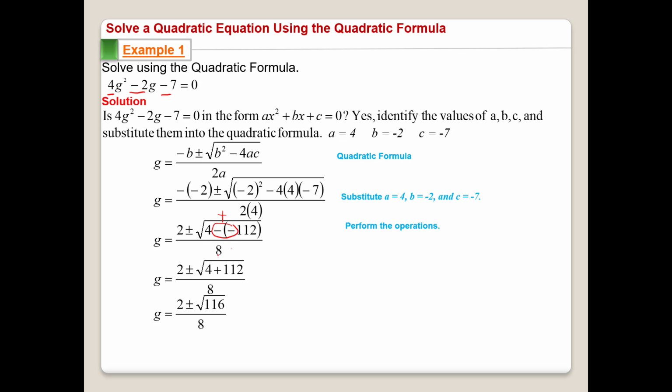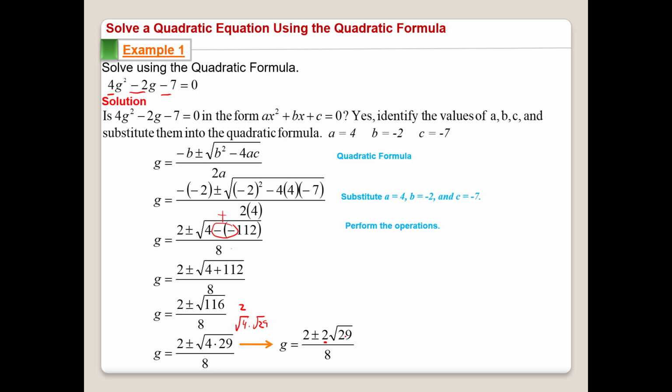And then let's go ahead and break up this 116 into two numbers and work this out. We can say maybe 4 times 29. So we can say 2 plus or minus square root of 4 times 29, all over 8. When we do that, we take the square root of 4 times the square root of 29. Well, the square root of 4 is 2. That's where we got this 2 right here, and we still have the square root of 29.